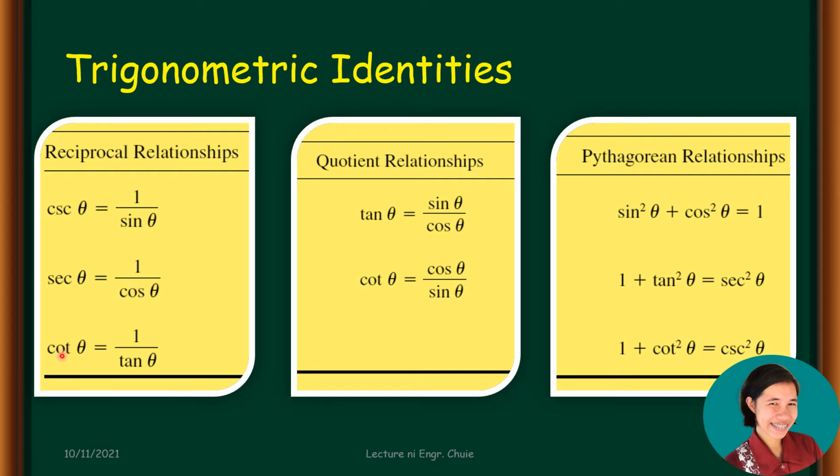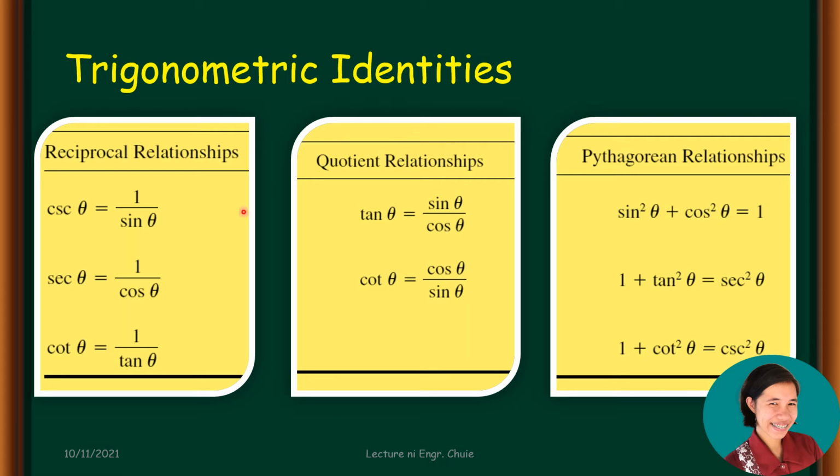Next, we have the cotangent theta. As we discussed in the last topic, your cotangent theta is just the reciprocal of your tangent theta. So cotangent theta is equivalent to 1 over tangent theta.